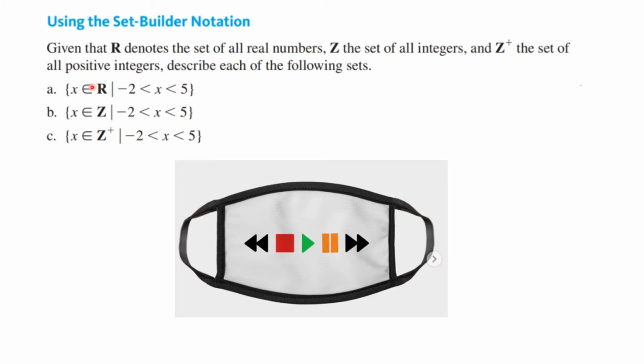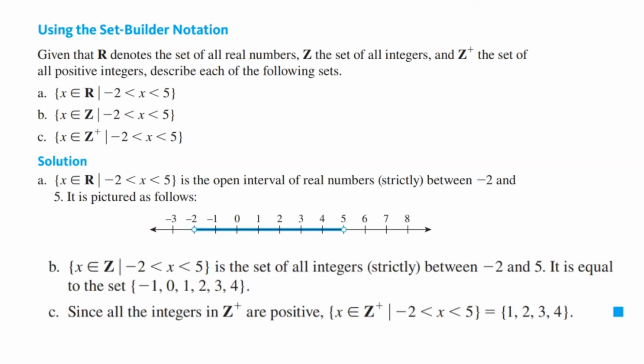So here is a problem for you to do. You know what to do. Let's see how you did. Well, part A is the numbers between 2 and 5, not including the endpoints. This is another way to say that, and this is another way to say this one.